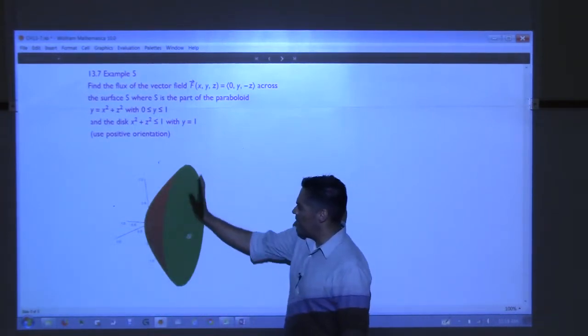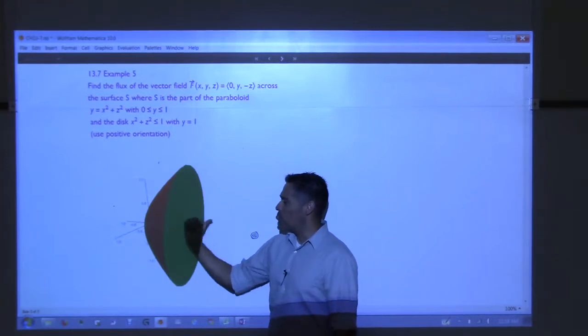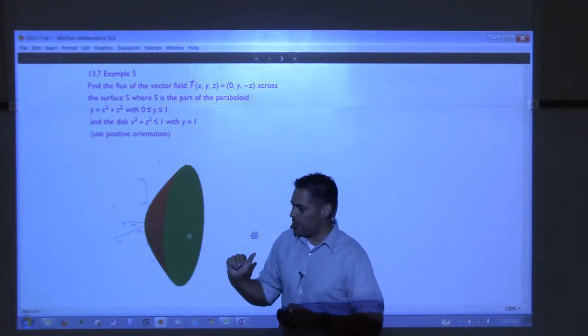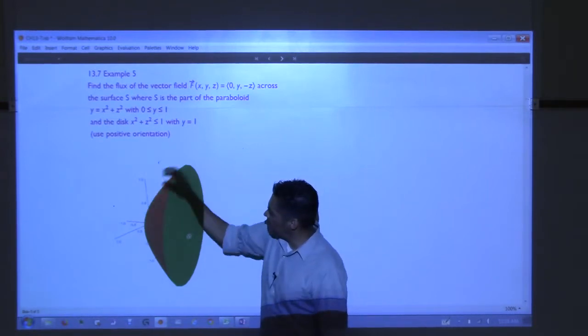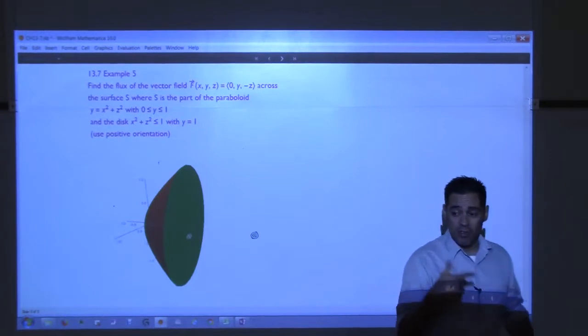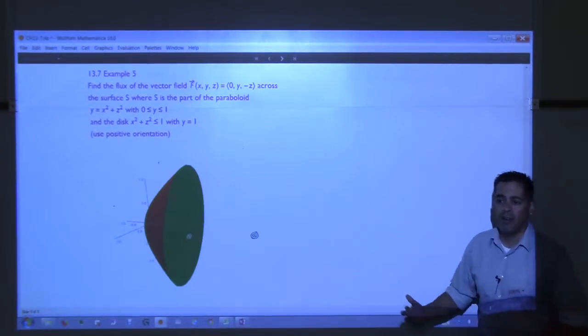Okay, so what we had to do here is, first of all, break this surface up into two surfaces. We had the green surface here, which had normal vectors pointing this way, and we were able to use that normal vector form of flux. And then we did the bowl part on the back side. We defined that surface, and it was a special case, and we were able to do that, right?